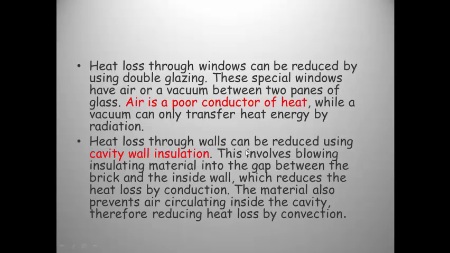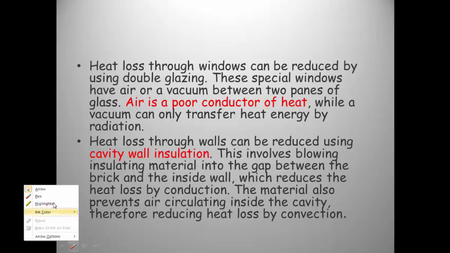Now heat loss through the walls is also reduced by cavity wall insulation, where you put a material. So cavity walls basically are when you have two layers of bricks and there's some air in between there. Now what that's supposed to do is reduce conduction. But the problem is you still get air moving between the walls, and so you get convection currents. So heat loss is through convection, which moves up and down.